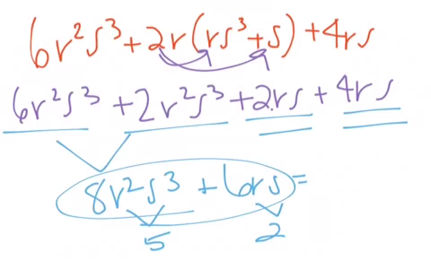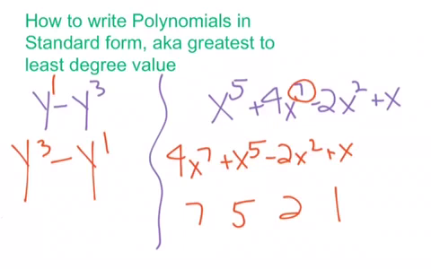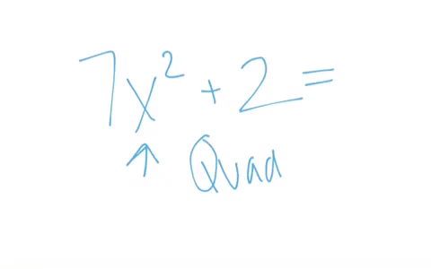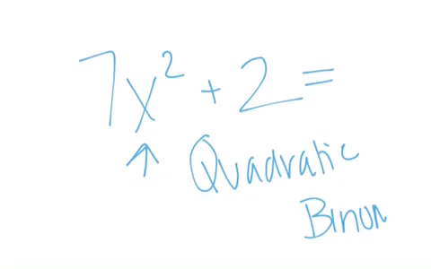So for instance, if you had 7x squared plus 2, okay, you take the highest degree to name it. That degree would be quadratic, okay? So we do the degree first, so this would be a quadratic binomial because there's 2 monomials.